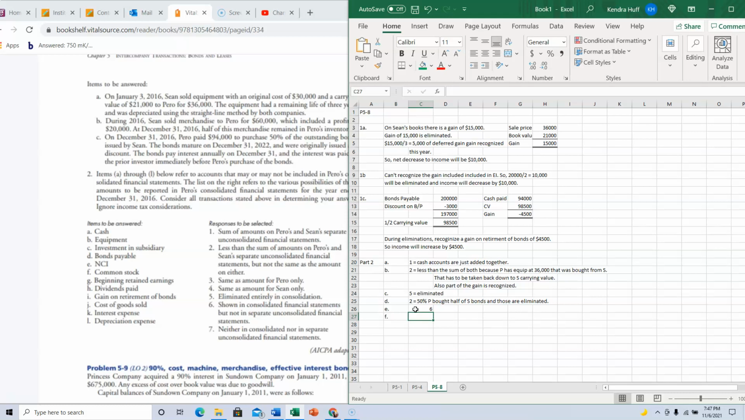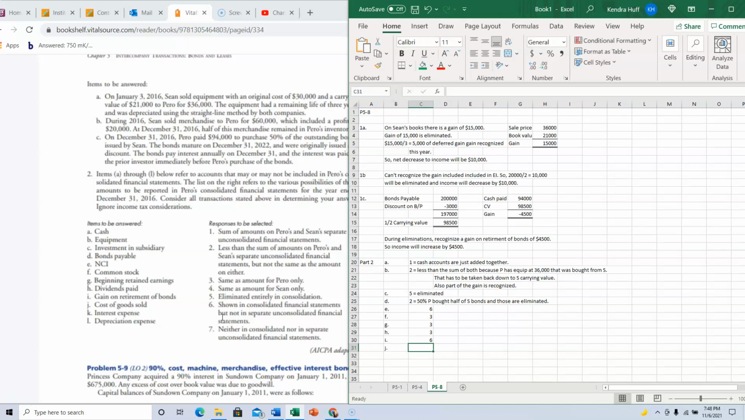F, common stock. That's only going to be the same for Pero because you're going to write Sean's off. So that's 3. Beginning retained earnings. That's only going to be 3 as well because Sean's gets written off and moved to NCI. Dividends paid is also going to be 3 because we're going to write off part of Sean's. Or eliminate, I should say eliminate. All right, gain on retirement of bonds. That's only going to show up in the consolidated financial statements because they're considered retired for consolidation.